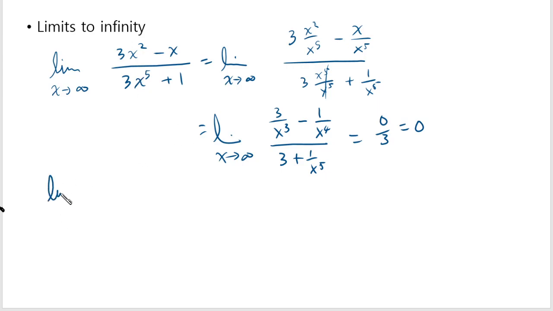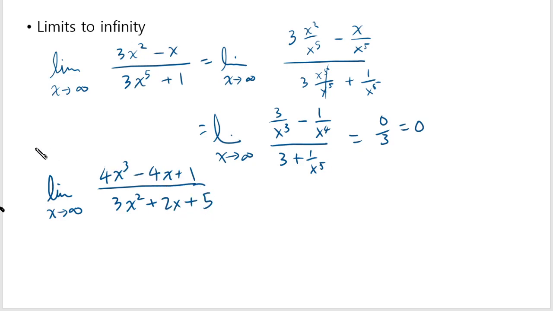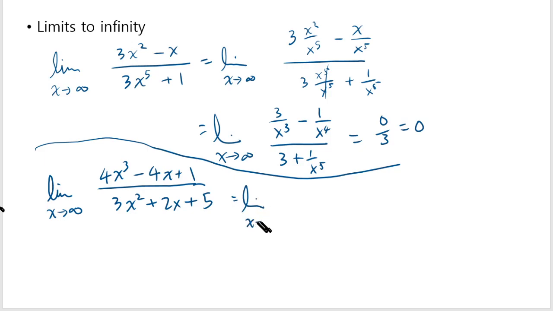What if it's the other way? What if you have x going to infinity, and you have like 4x cubed minus 4x plus 1, whereas in the bottom you have 3x squared plus 2x plus 5. Now, for this example, again, if you divide top and bottom by x squared, let me skip some steps. At some point, you're going to be pretty used to dividing by these.